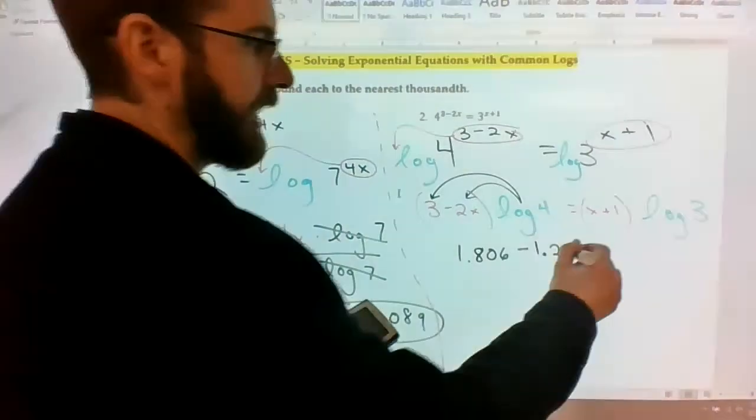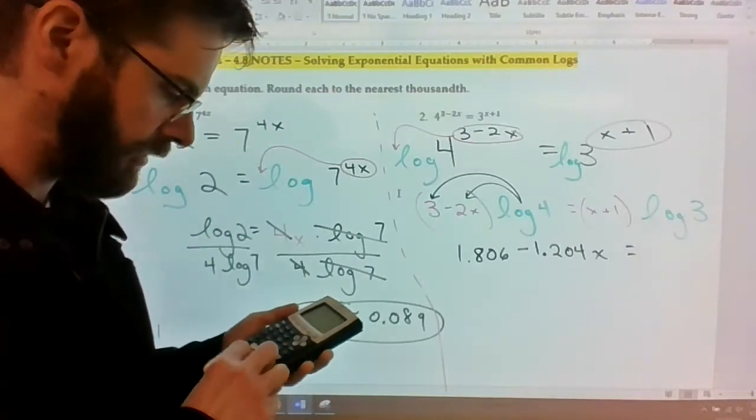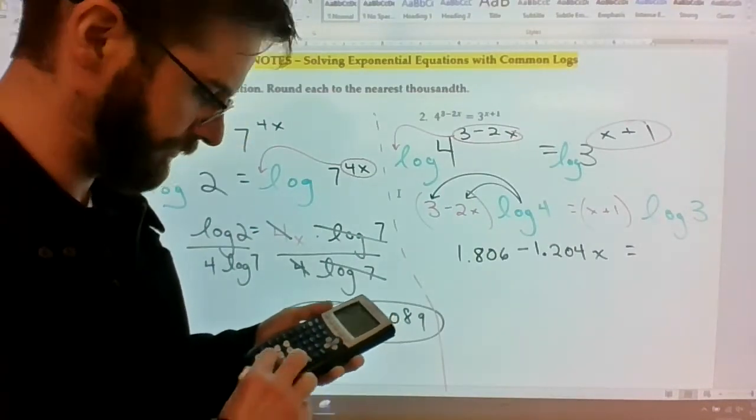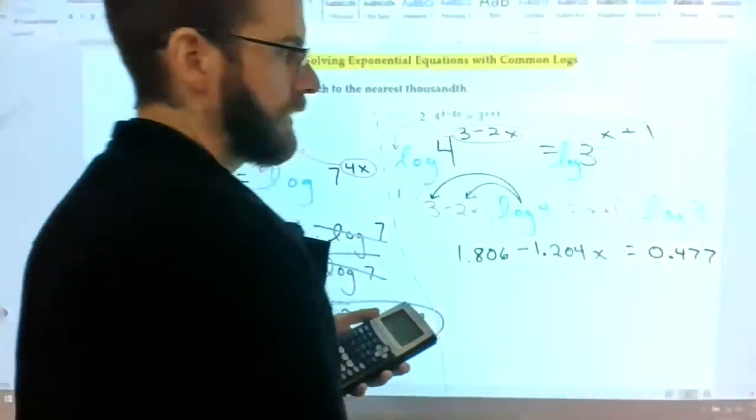Do the same thing on the other side. Log base 3 is now the coefficient of x. What is log base 10 of 3? And then that has an x. And since it's plus 1 times that, it's going to be plus 0.477x for that one too.